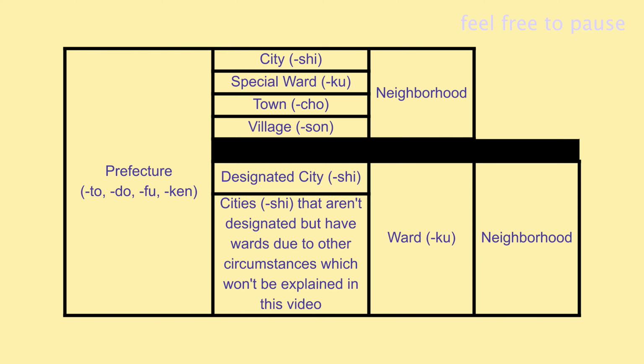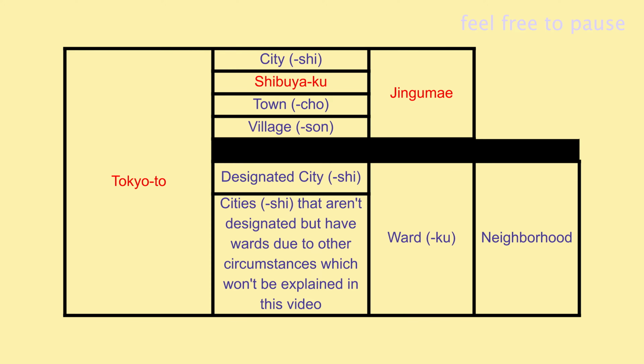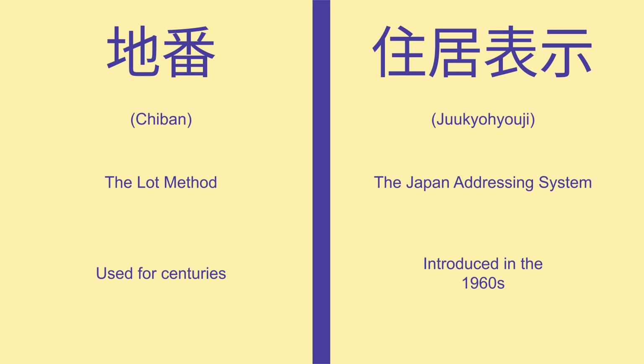And there we have it. Minus the numbers, we have a basis for an address. So if I loop back the Samoyed Cafe address, I can fill out the chart like so. Up to the neighborhood name, Chiban and Jukyo Hyoji are essentially the same. From here is where it differs.